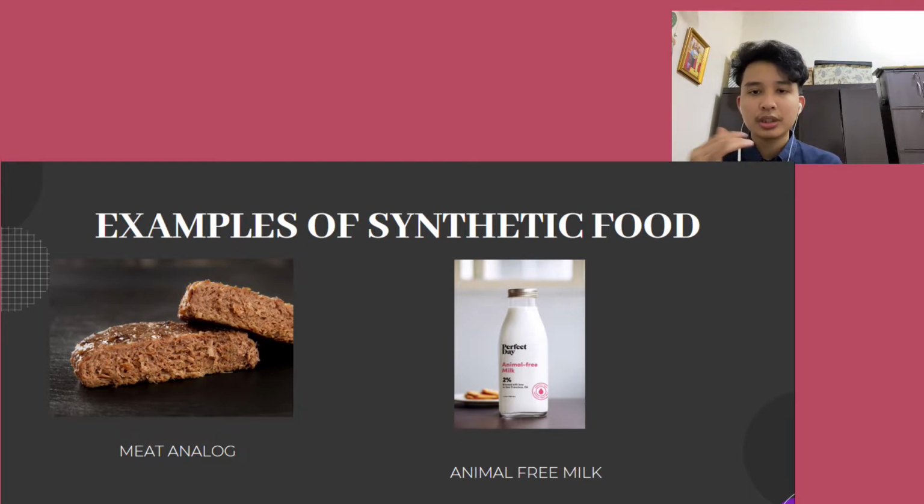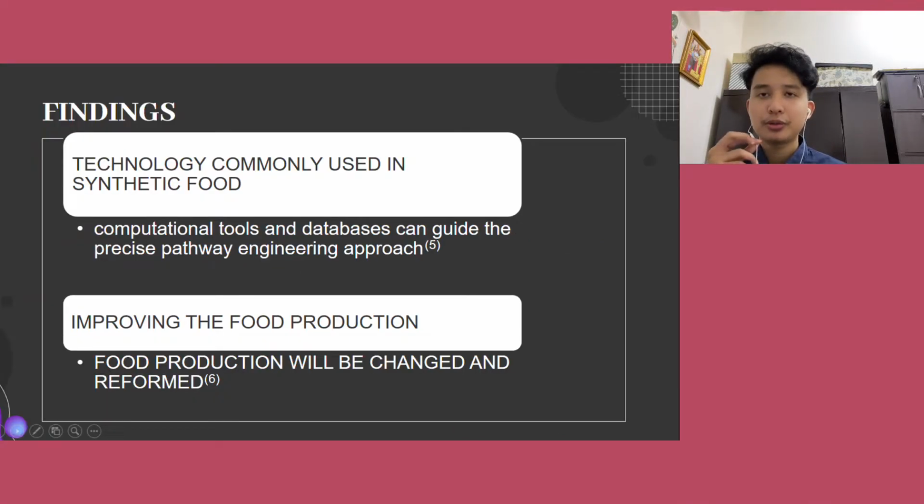There are some more examples of synthetic food that we have, such as vegan cheese that doesn't involve animals. We have shrimp made from algae and many others. Next, we go to findings. Technology is now commonly used in synthetic food. Computational tools and databases can guide the precise pathway engineering approach.